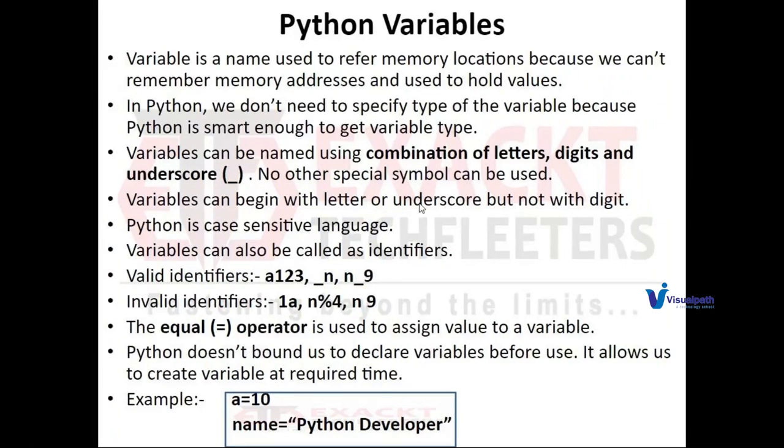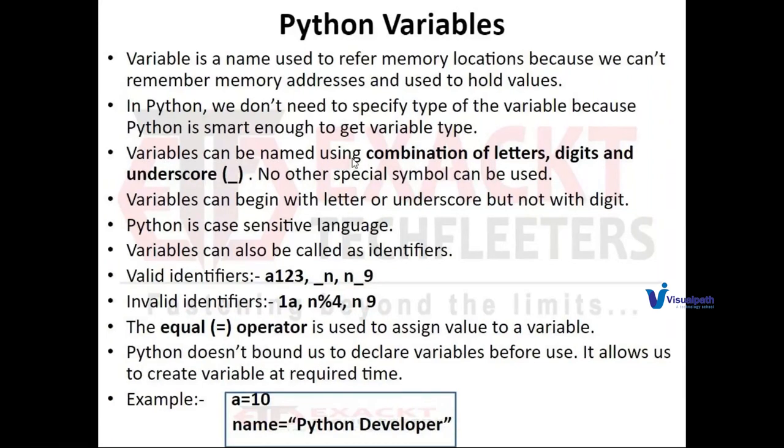This is the rule for creating your variables. You can use a combination of letters, A to Z, 26 letters, digits 0 to 9, which is 10 digits, and underscore. You can use only these things in your variable name.